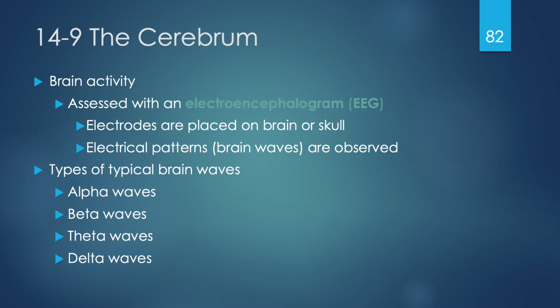To assess neural activity, one study that can be performed is an electroencephalogram, which is abbreviated as EEG. So an EEG will have electrodes that are placed either on the brain directly or on the skull, most typically, and then electrical patterns in the form of brain waves will be observed to see what is happening. Do we have normal activity or do we have abnormal activity, or potentially even absence of activity in dead brain tissue? So the types of typical brain waves we would see are alpha waves, beta waves, theta waves, and delta waves. Let's look at those in the next slide.